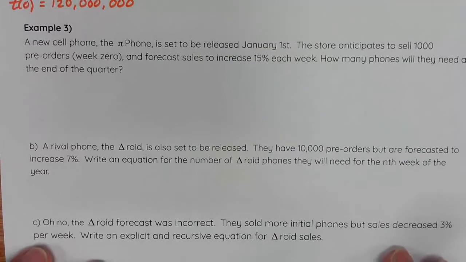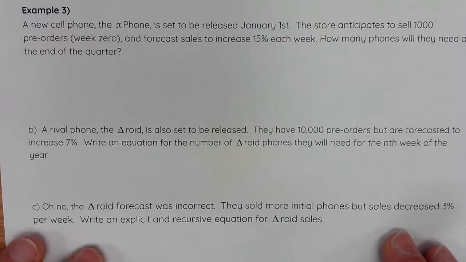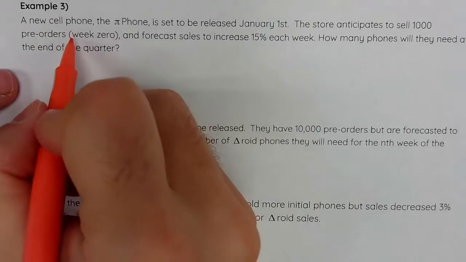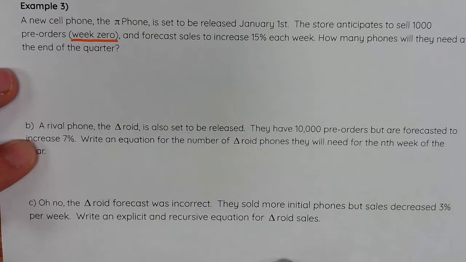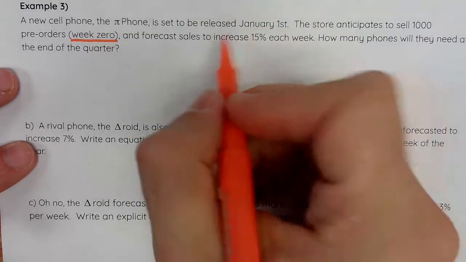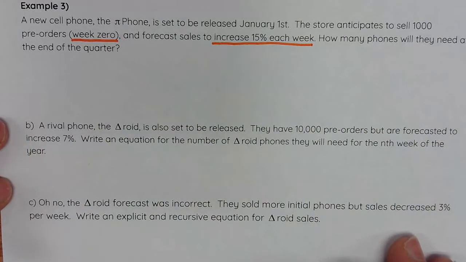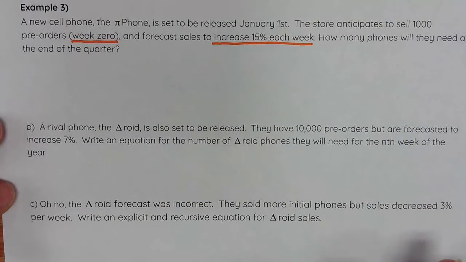Example 3. A new cell phone, the Pi phone, is set to be released January 1st. The store anticipates to sell 1,000 pre-orders. Pre-orders meaning before sales, so week 0. And forecasts sales to increase 15% each week. How many phones will they need at the end of the quarter?